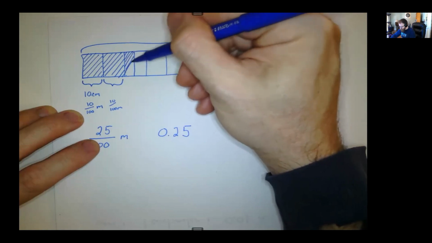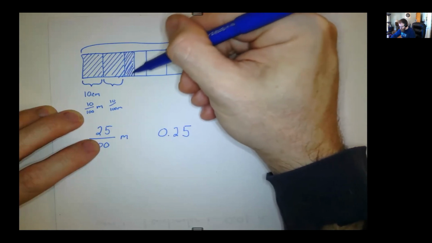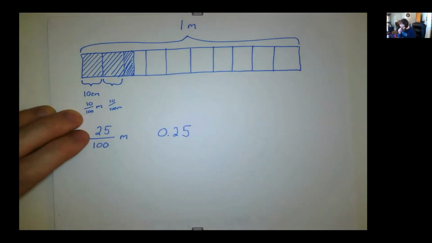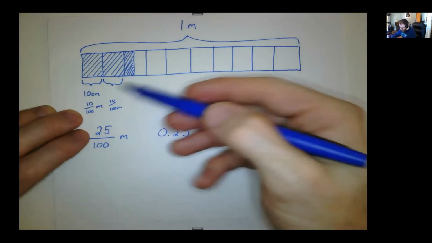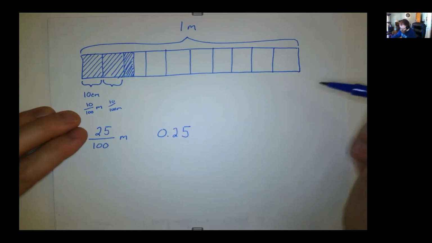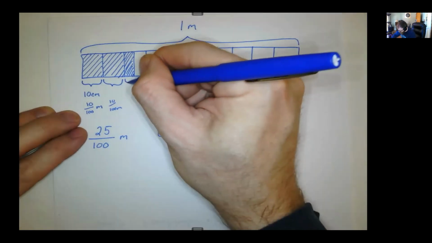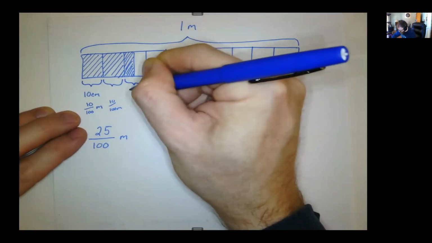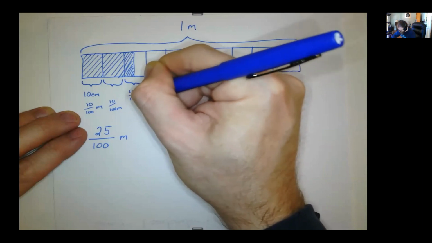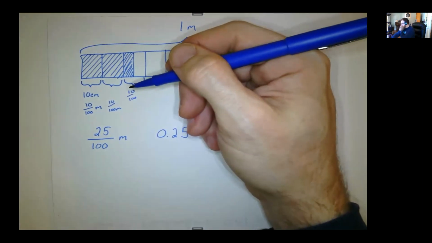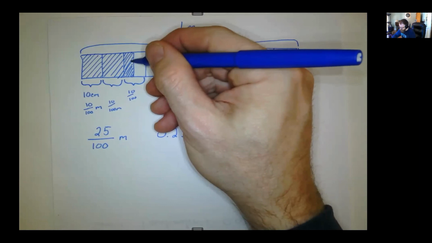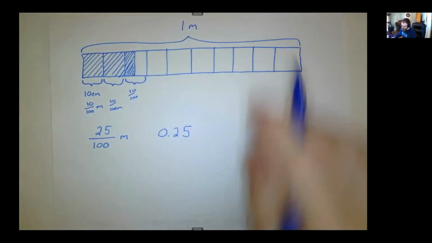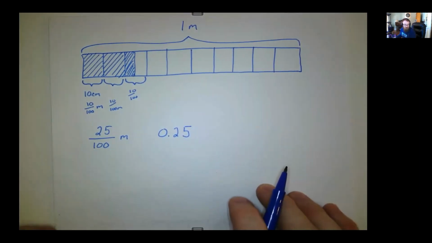5 100ths, or 1/2 of 10 100ths, right? Because this would be 10 100ths. Shading half of that would give us our 5 100ths.